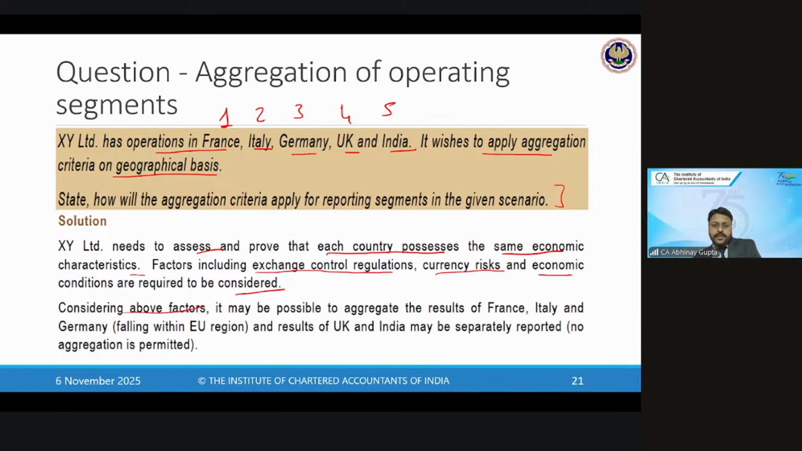Considering all above factors, it may be possible to aggregate the results of France, Italy, and Germany falling within the European Union region, and the results of UK and India may be separately reported as no aggregation is permitted. So in this case, what is the possible answer? 1 EU, 2 UK, and third India. Correct? Yes, sir. So total three geographical operating segments is the possibility, right? Instead of having five. So we have reduced from five to three by doing the aggregation basis on the geographical context, that is the European Union, right?